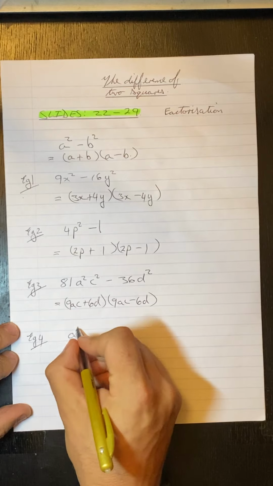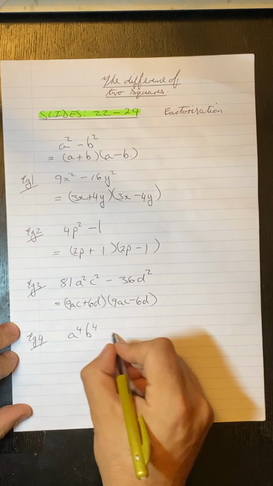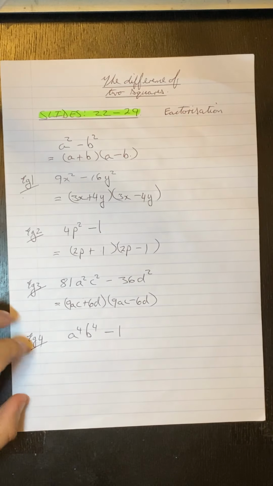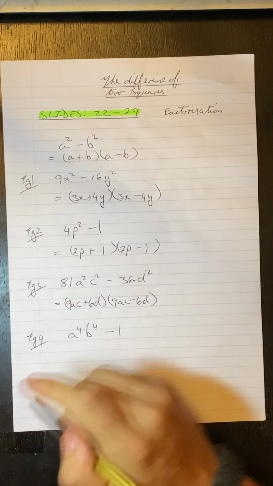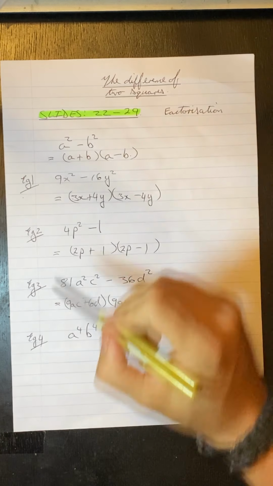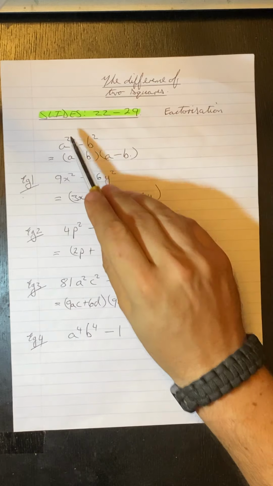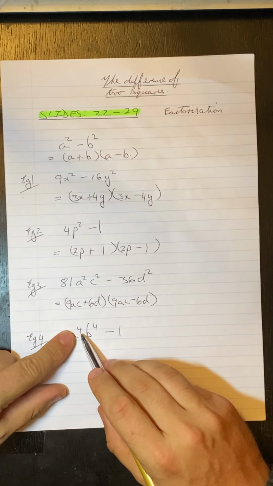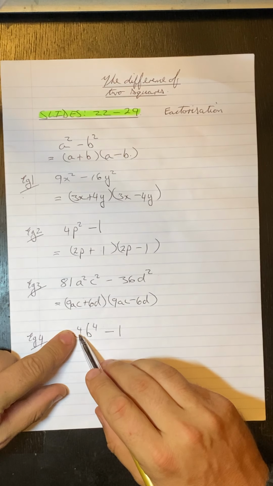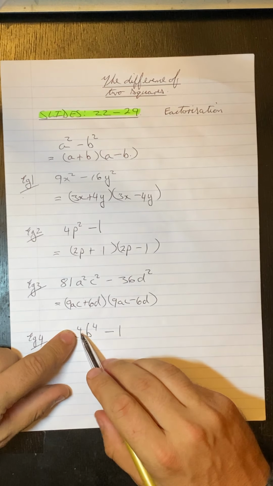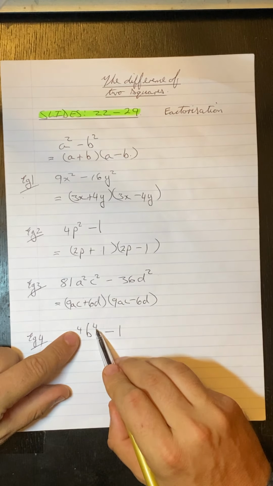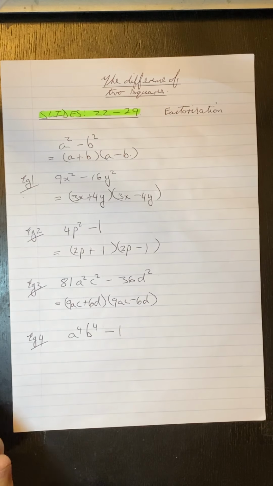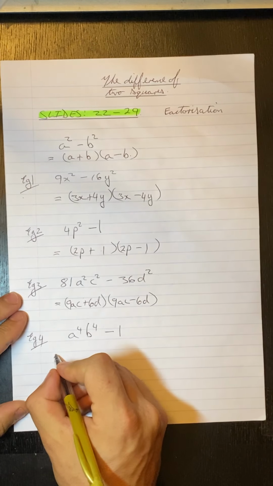Moving on to example 4. We have a to the 4, b to the 4, minus 1. Now, grade 9s, you're probably thinking, but this is different from the rest because we don't have a squared like we did with all of these. Grade 9s, if this power is an even number, you can use the difference of two squares. So that's an even number, and that's an even number. 2 was even, 2 was even, and 2 was even.